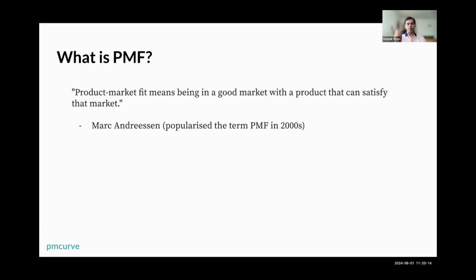The problem is this answer does not help me. How do I improve PMF? What if I'm not in a good market? What if I'm in a market where people say that it's a bad market? And what if my market is not happy with the product that I have, right? What should I do then? How do I get to PMF given the situation that I'm in right now?